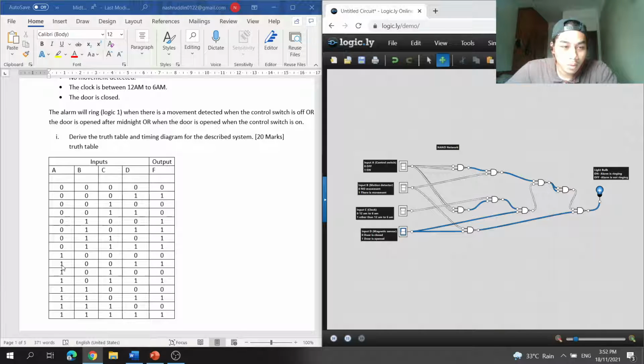What if I take the value 1001? The alarm is ringing. And one more example, 1010. The alarm is not ringing. So that's all from me. Thank you.